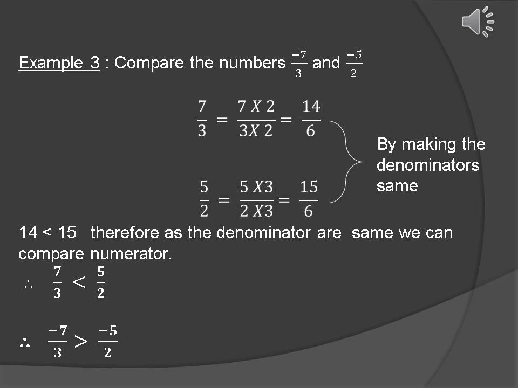So here now the denominators are the same. 14 is less than 15. Therefore, as the denominators are the same, we can compare the numerators. Therefore, 7 upon 3 is less than 5 upon 2. So, minus 7 upon 3 is greater than minus 5 upon 2.